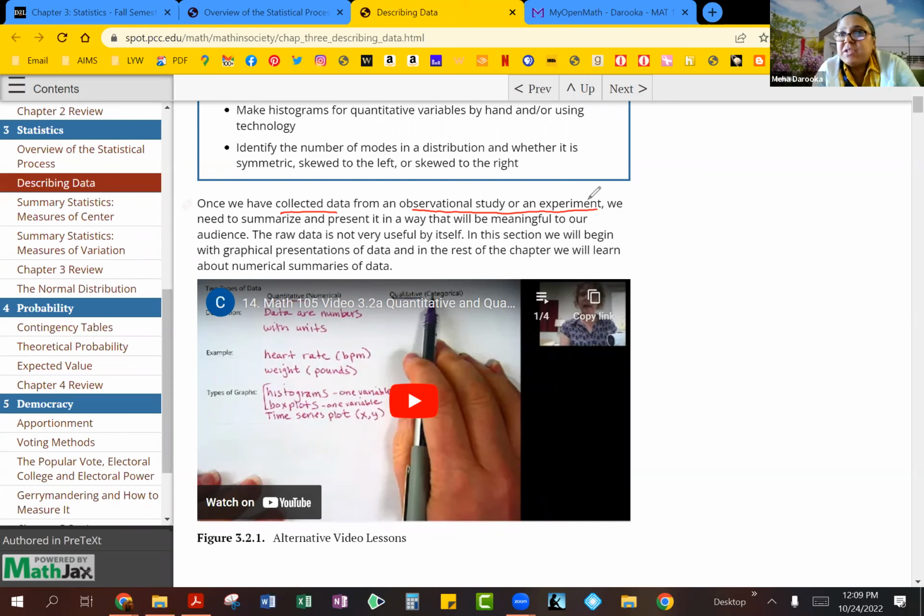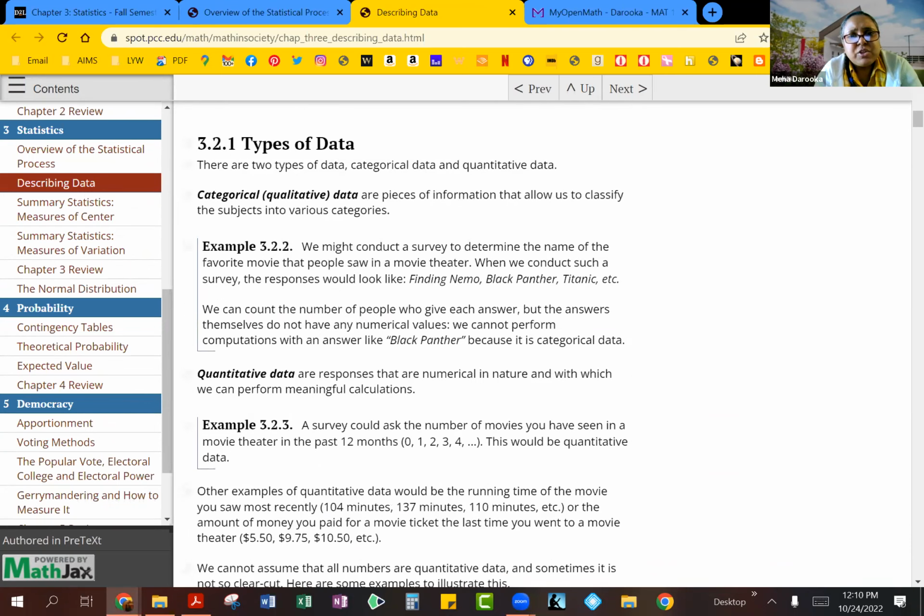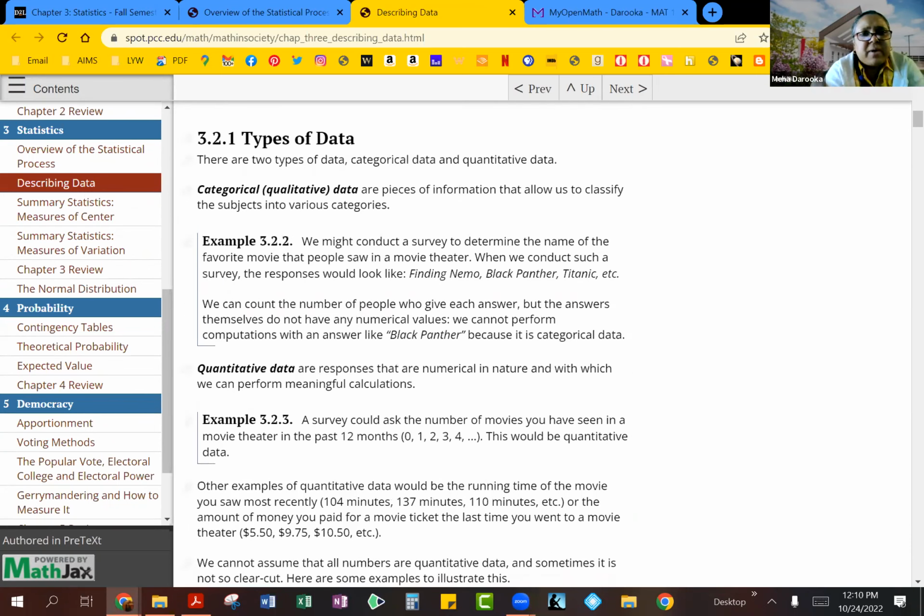What kind of information are we trying to gather from this data? This is where the idea of summarizing and presenting your data in a meaningful way comes in. To summarize and present is where we then start looking at tables, graphs, and charts, which is where we are heading in this section. So let's talk about the different types of data. You have categorical and you have quantitative data.